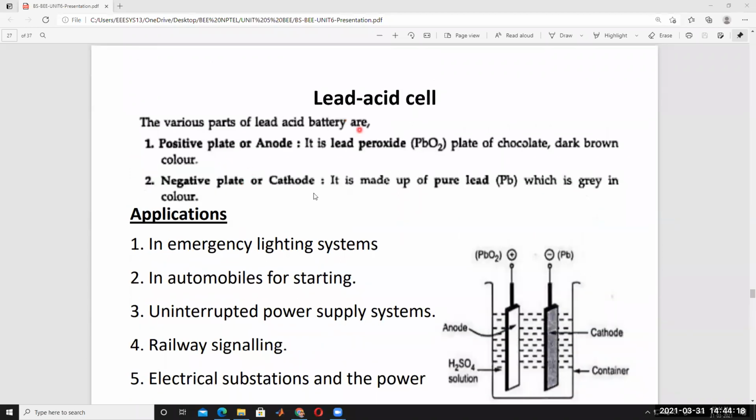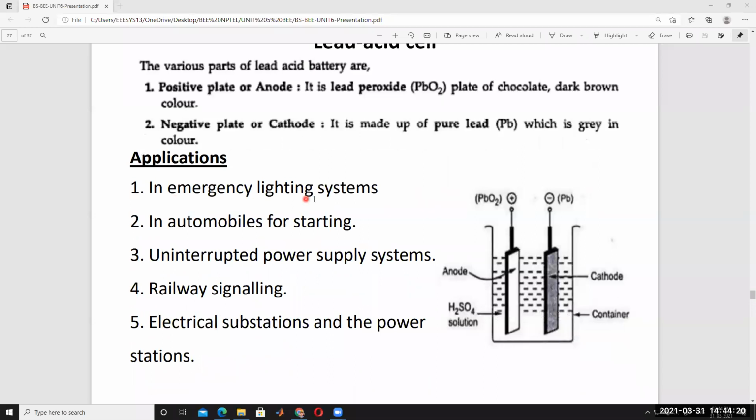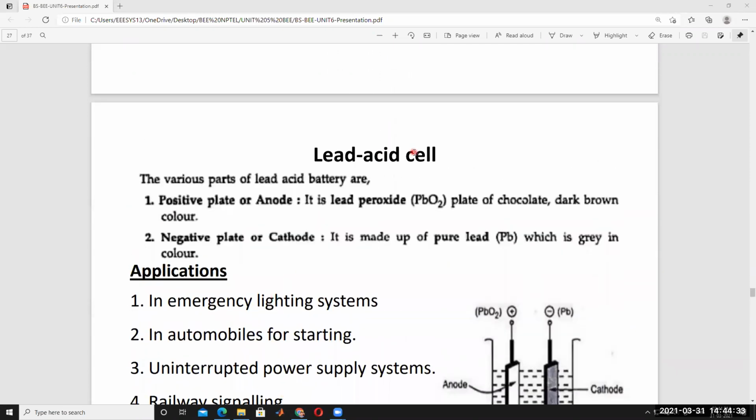Applications of this battery are in emergency lighting systems, in automobiles for starting, uninterrupted power supply systems, railway signaling, electrical substations, and power stations. These are the different applications of the lead acid cell.